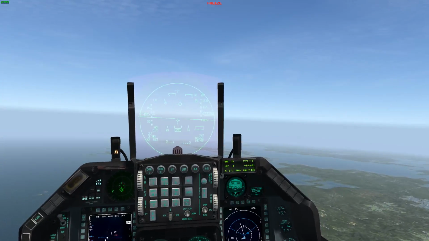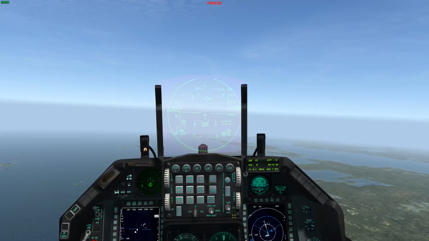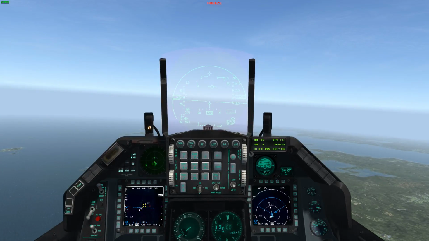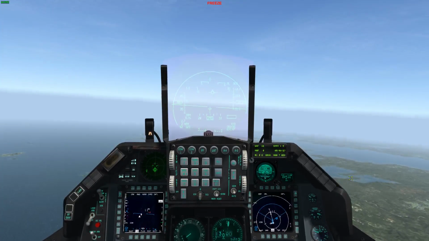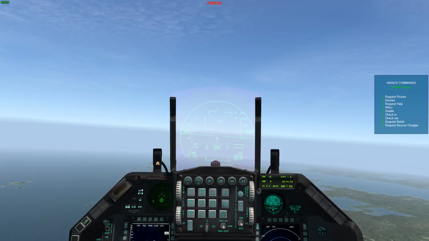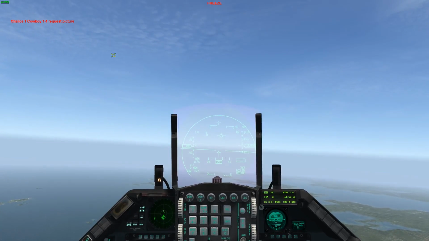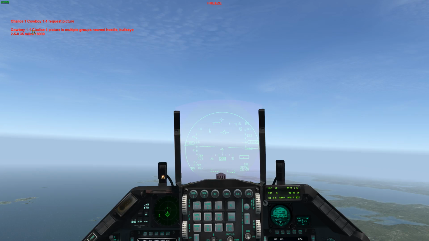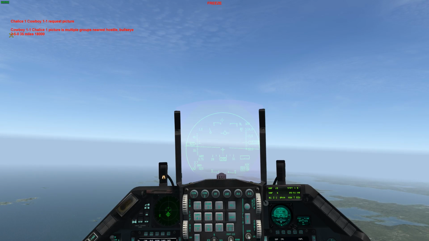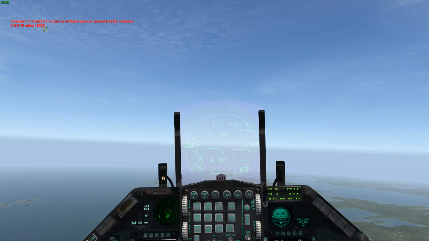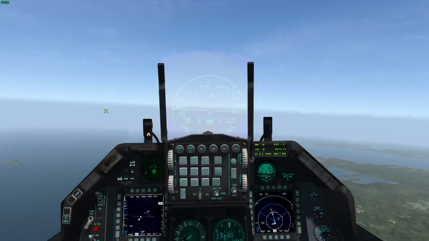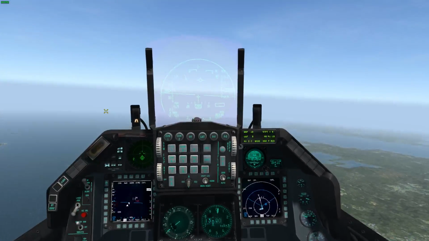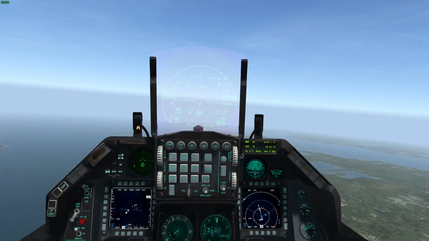For instance, I have these two contacts ahead of me, they are enemy, but I'll just call AWACS. Chalice 1, Cowboy 1-1, request picture. So you can see here. Cowboy 1-1, Chalice 1, picture is multiple groups. Nearest hostile, Bullseye 250, 35 miles, 18,000. So 250, 35 miles, 18,000.